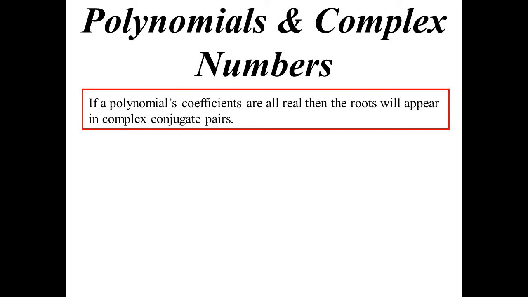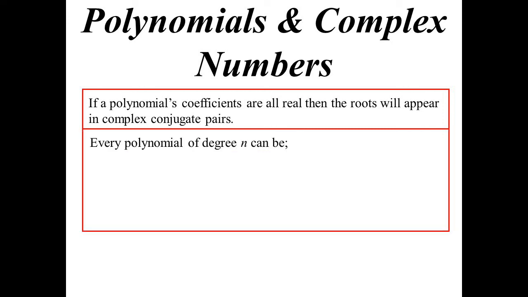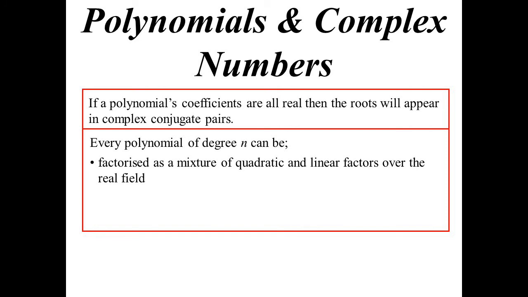Let's now look at the relationship between complex numbers and polynomials. I mentioned this when we were looking at quadratics before, but it's true for any polynomial. If all the coefficients are real, then the roots, or the solutions, will appear in conjugate pairs. So that means every polynomial of degree n can be factorised as a mixture of quadratic or linear functions. That's over the real numbers.